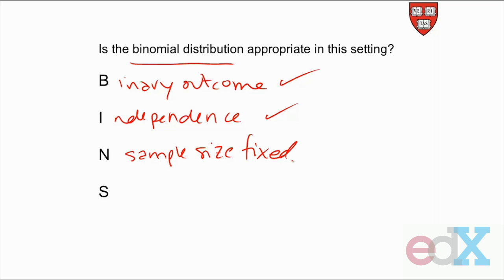Next, we need that n, our sample size, is fixed. I've already told you that we're using a sample size of 100 women. I decided that before I did the survey, so obviously the sample size is fixed. And finally, we need to have the same p, or same probability of anemia, for each woman in the sample. We know that there's 60% prevalence for the general population, therefore this assumption is also satisfied. So it's okay to use the binomial distribution to model x.